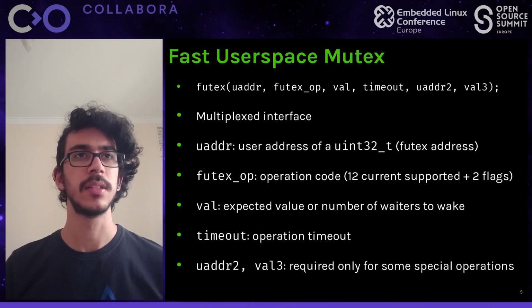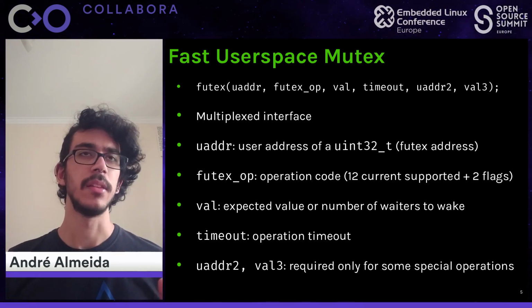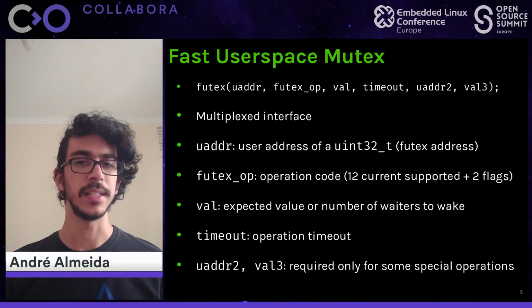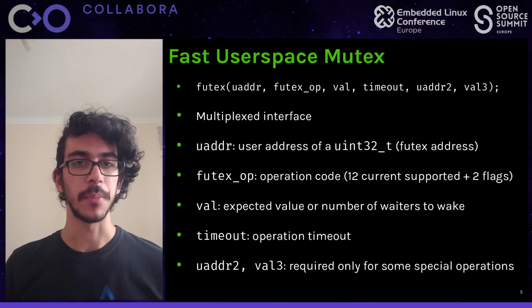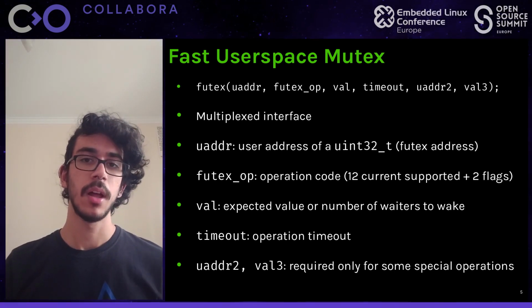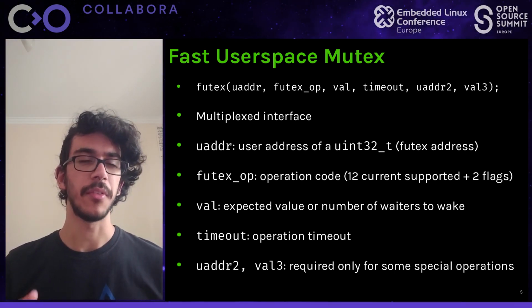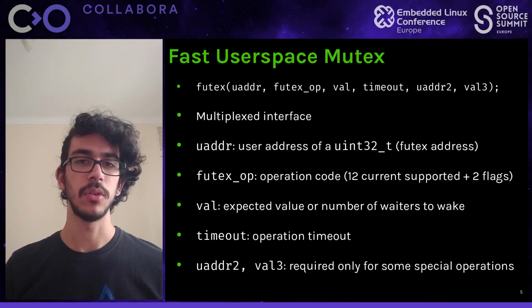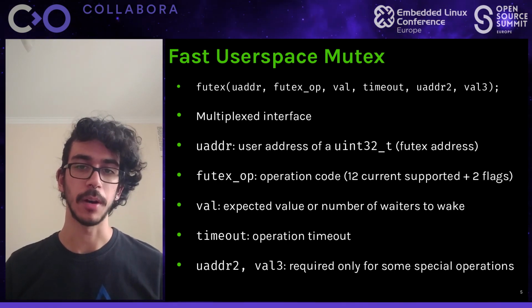This is the complete interface. As you can see, it's a multiplexed one. That means that all operations happen in the same syscall. The first argument is the user address, the address of the integer that holds the state. And the second argument is the operation code, and you can also add some flags here if you want to change the behavior. For instance, if you are doing a multi-thread application where you share the memory space, you can use the flag Futex private to do some access optimizations. However, if you are creating a multi-process application, you can't do that because you probably need to create a shared memory variable.